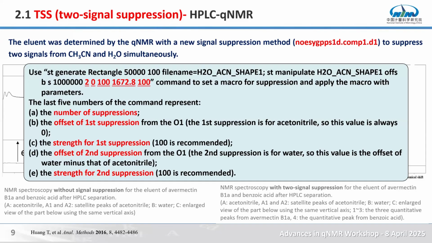The sequence for signal suppression we used is given by Bruker, and there are some key parameters, including the number of suppression and irradiation, frequency offset, and the suppression strength, that we optimized.